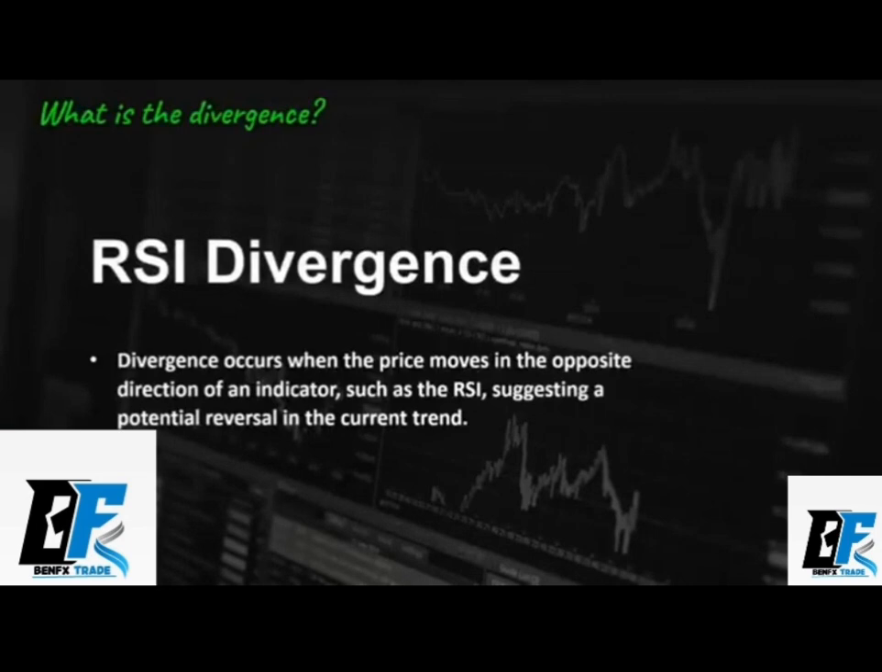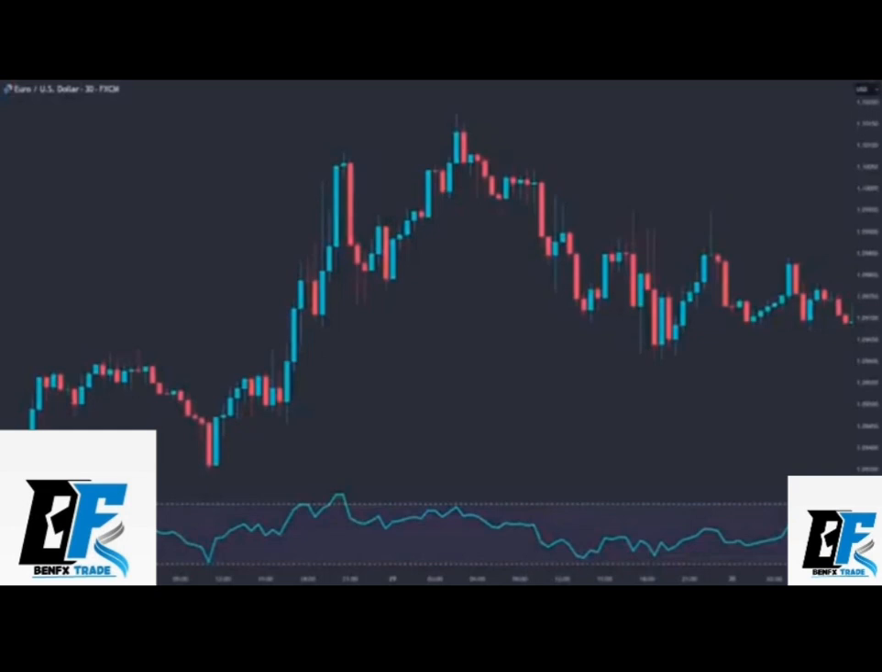Divergence occurs when the price moves in the opposite direction of an indicator, such as the RSI, suggesting a potential reversal in the current trend. Here on the chart, the price has broken the previous structure to the upside, creating a new high. But if we look at the RSI, we will notice the indicator has made a lower high, which created a divergence. And as you can see, it has resulted in a trend change.